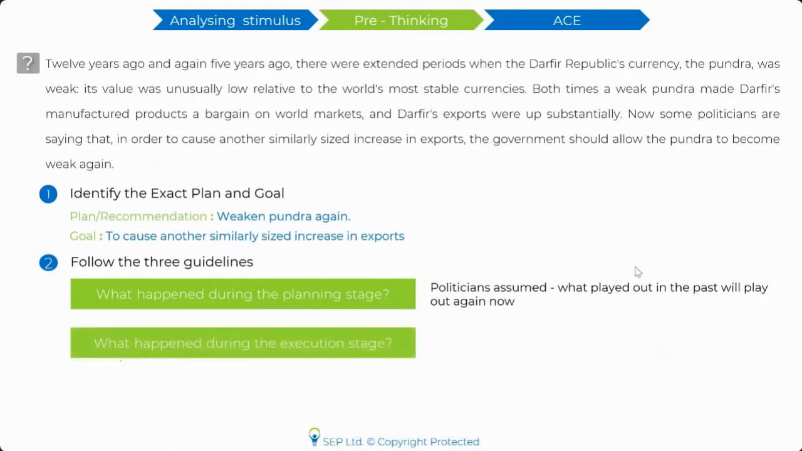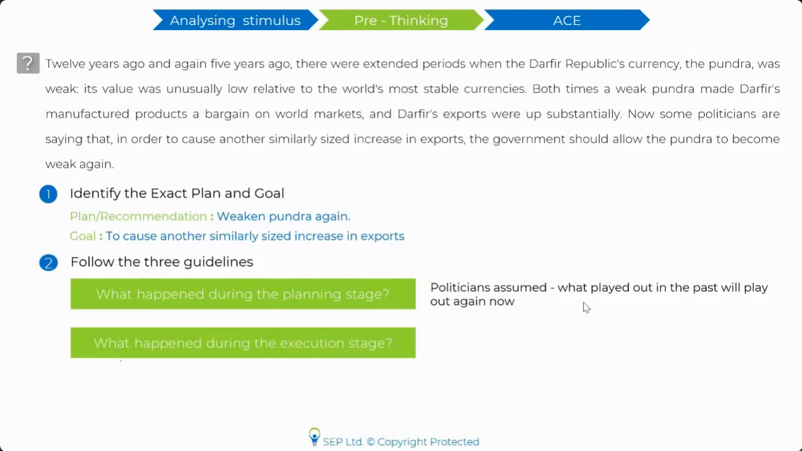What happened during the execution stage? Okay. Now, we were able to increase the exports in the past. So that means Darfur must have been able to increase its production also. If you want to export more, that is given to us, more was exported in the past. It stands to reason that Darfur must be producing enough to export, right? So that is something you can infer, that Darfur was producing enough to increase its exports.